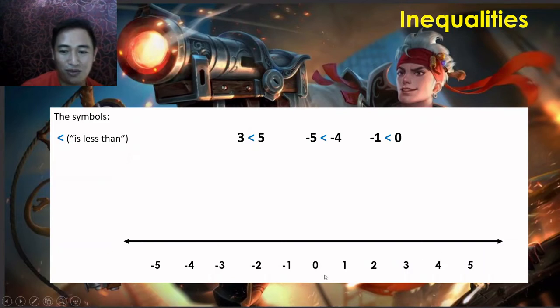On the number line, negative 5 is smaller than negative 4. The order is increasing toward the positive numbers. So, negative 1 is less than 0. Negative 1 is a little smaller than 0.